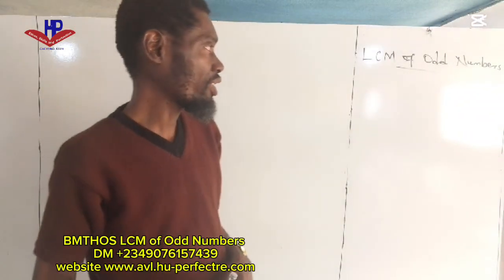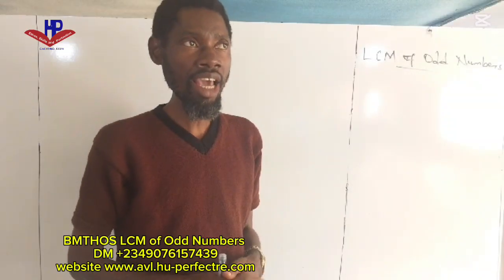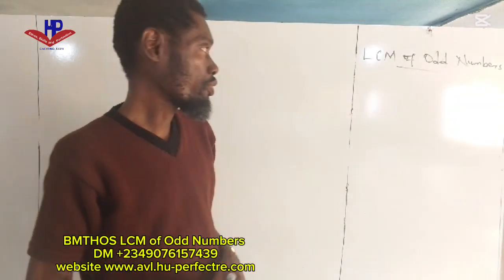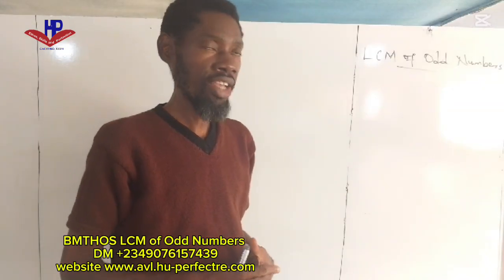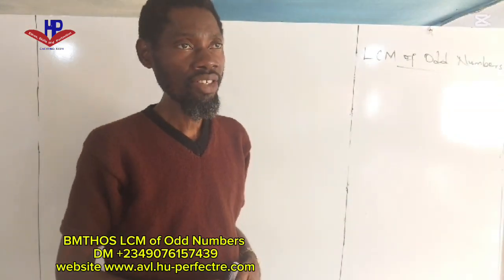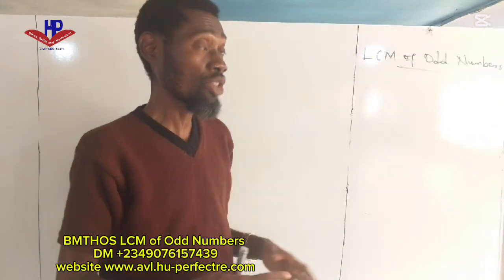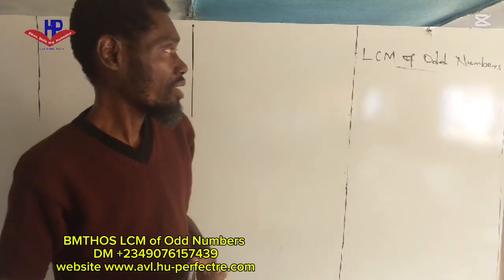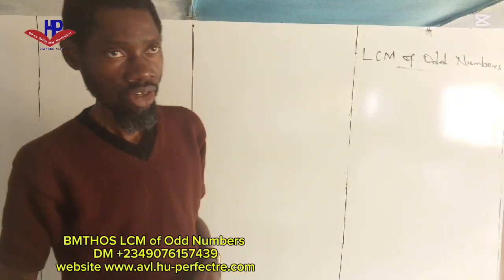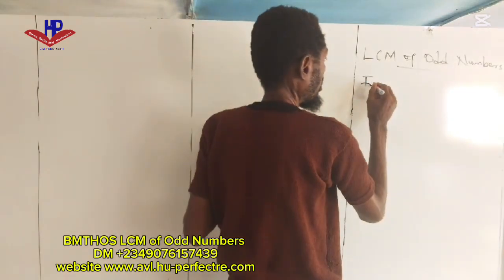We're looking at LCM of odd numbers today. We've dealt with HCF of odd numbers, and we've dealt with common multiples of odd numbers also. So let's look at the lowest common multiples of odd numbers.